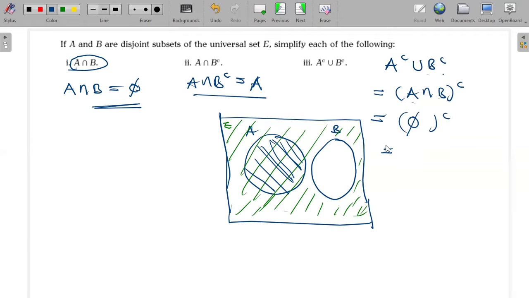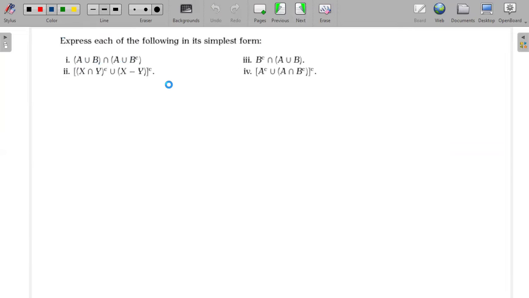So the complement of the empty set, a set having nothing. If we take elements that are not in that set, they have to be contained somewhere. And that somewhere is the universal set. So meaning that this here, the complement just gives us the universal set E. And just like that, you would have simplified. Okay, so then we move on to the following.